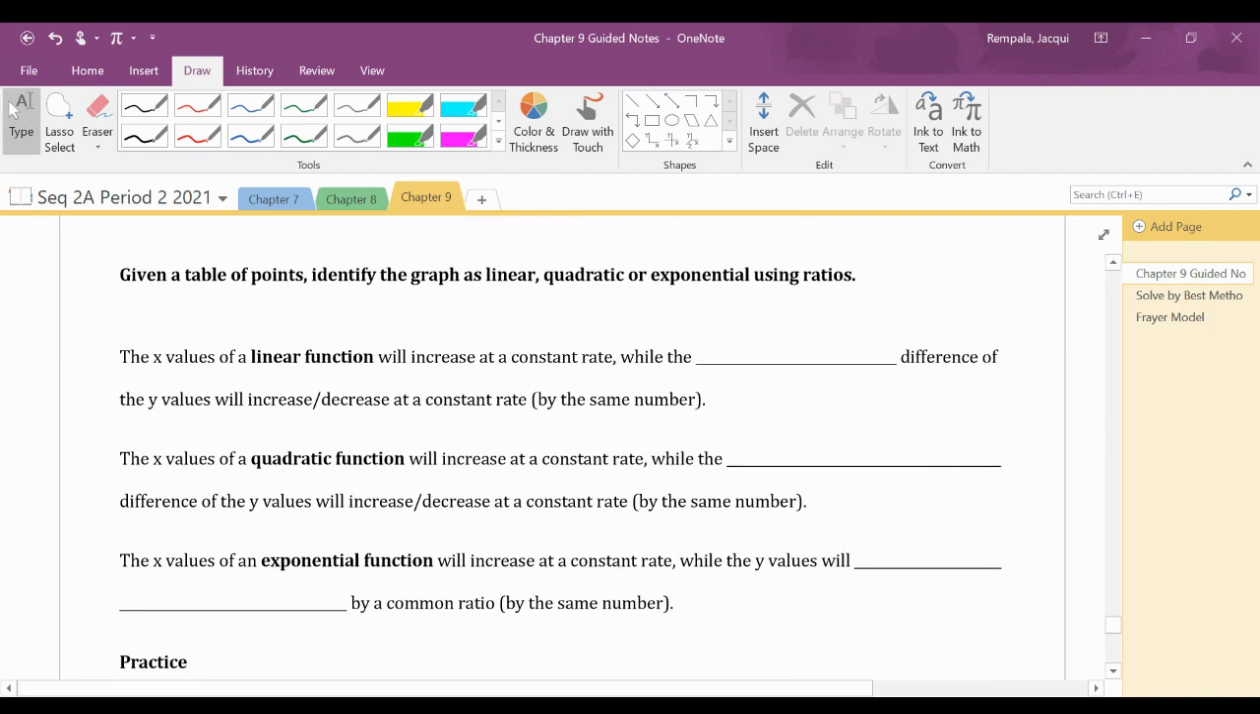But what if I'm not going to actually draw a picture? What if you're just given points in a table and I just ask without a drawing, what do you do? So let's go through these definitions.